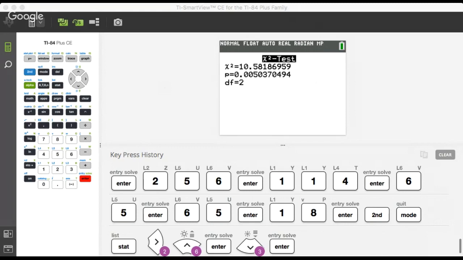We got 10.58, and our p-value is 0.005. Cool, I'm just going to put that down. Our degrees of freedom is also 2. The reason why the degrees of freedom is 2 is because we have 3 columns, so we do 3 minus 1, which is 2, and we multiply it by the row total minus 1. So that'd be 2 minus 1, which would be 1. So in total, we have a degrees of freedom of 2, which actually gives it to us right here.